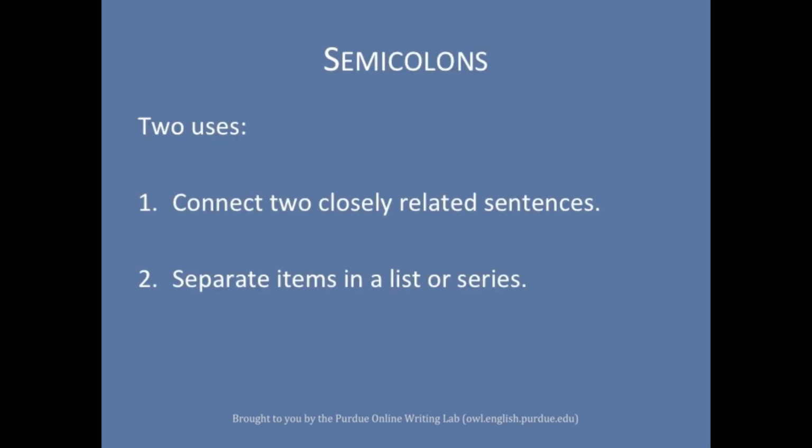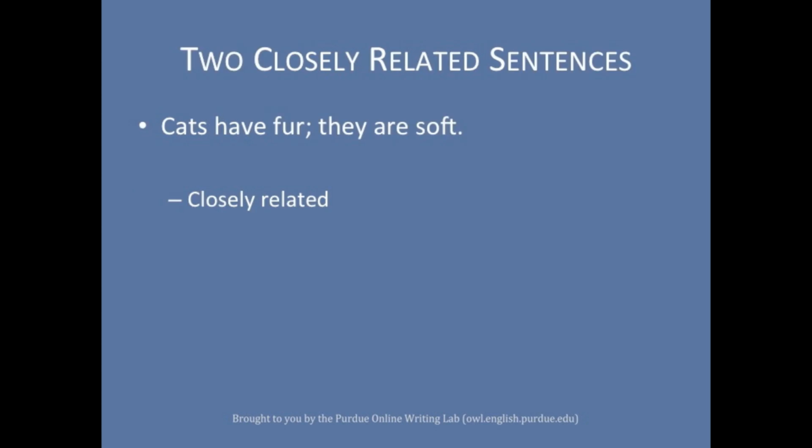Semicolons are used in two basic ways: to connect two closely related sentences and to separate items in a list or series. Connecting two closely related sentences. Here is an example. Cats have fur; they are soft. These are two complete sentences that are related. A semicolon can be used to connect them for greater emphasis.